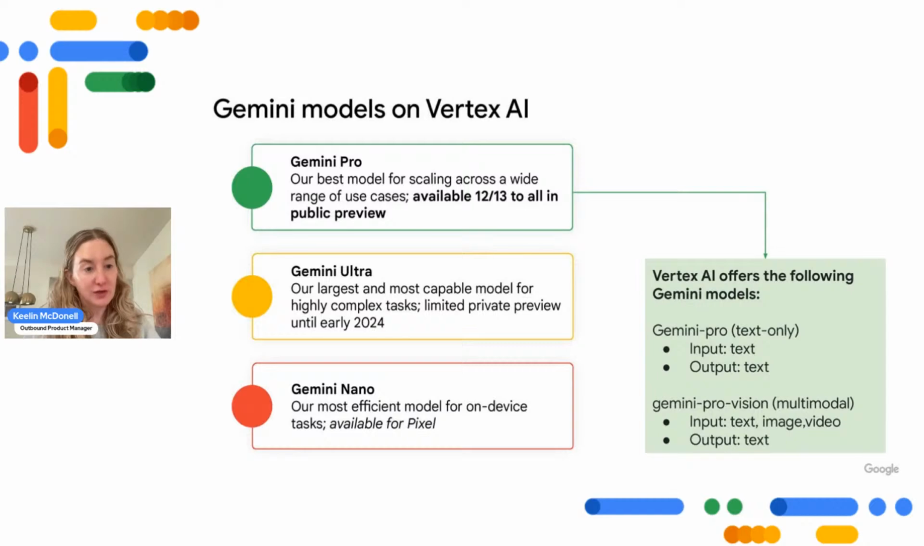In early 2024, Q1, we expect to make Gemini Ultra available. This is going to be our largest and most capable model for very complex tasks. We're already starting to explore a limited private preview for early next year and expect to have more announcements for that model to come. And then finally, as I mentioned earlier, we do have this Gemini Nano model. I mention it less because it's something that you're going to be using on cloud, but if you are a Pixel user or using some of these other Google hardwares, you might encounter this model.